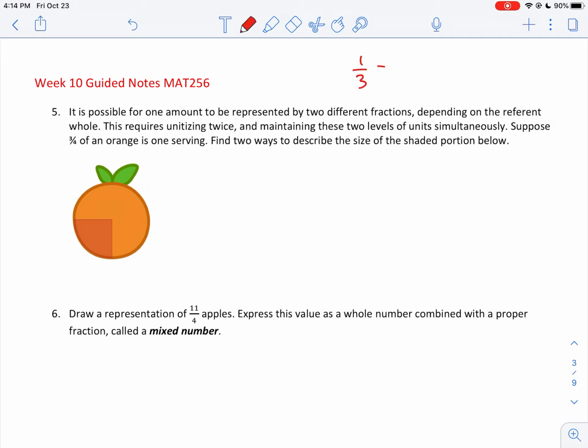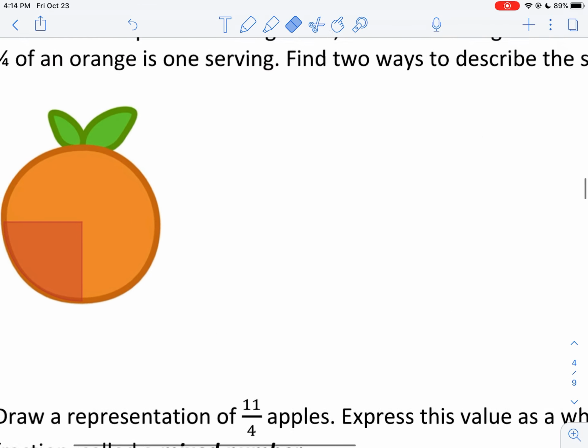I'm going to make a claim that something like this could be true, which at first glance your instinct should be that no, that's not true, and it's correct. This is not true if the units are the same, but it is potentially true depending on what units you put on there, but they would have to be different units. Let's consider this example that's described right here. Suppose 3/4 of an orange is 1 serving. Find 2 ways to describe the size of the shaded portion below.